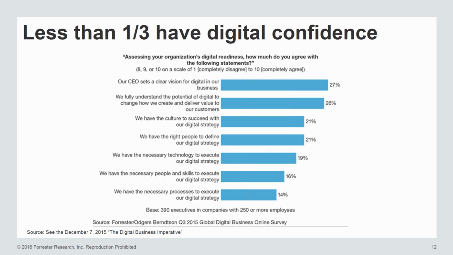Now, what you're looking at here is the confidence of 390 executives in their ability to assume that digital will drive business strategy, that digital technology is going to help them move forward. The most confident area is that their CEO has a clear vision for digital business. That's only 27%, and it goes downhill from there. They don't understand the potential. They don't have the culture or the people or the technology or the skills or the processes to really win, serve, and retain those customers.